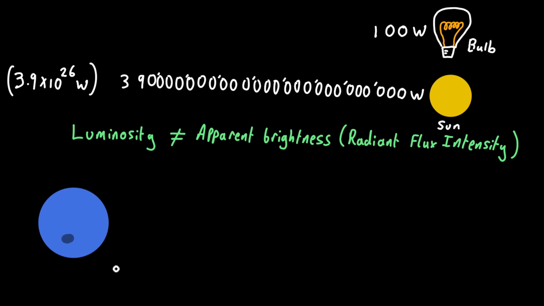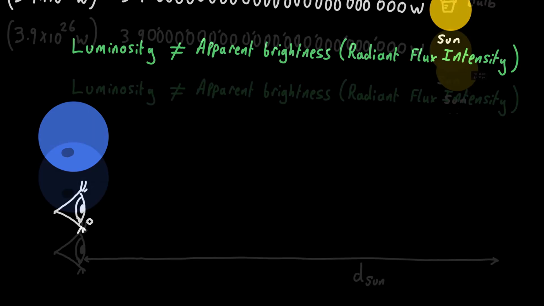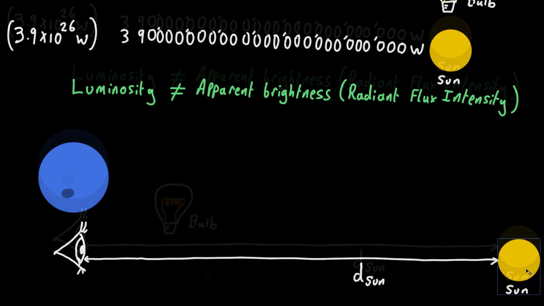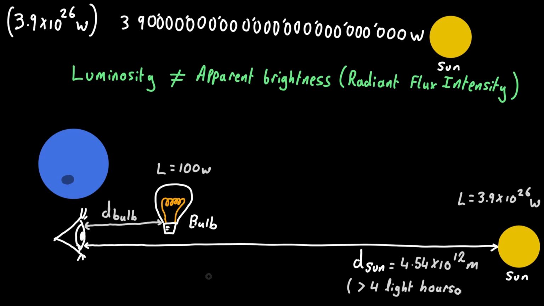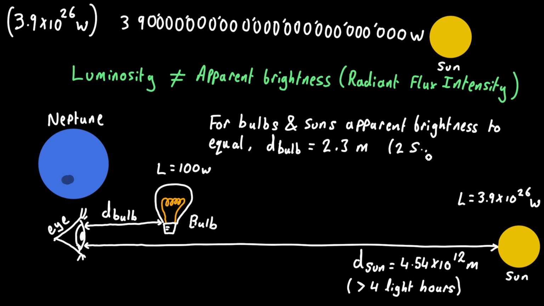Let's say we could fly out to Neptune, and then we turned to face the sun. Now we're so far away from the sun that it takes light over 4 hours to reach our eye after it leaves the sun's surface. The apparent intensity we receive from the sun, however, would be equivalent to having a 100-watt light bulb at 2.3 meters away, so about 7.5 feet. These two light sources would appear as if they have the same brightness. In other words, their radiant flux intensity would have the same value.